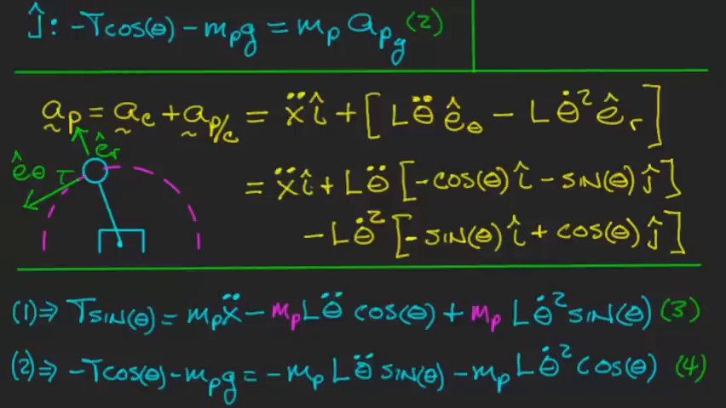All right, so now let's check where we are. So look, I've got equations number three and number four here, and they are differential equations. In other words, they have x double dot, theta double dot, theta dot in here. So it's a relationship between x and theta and their various derivatives.